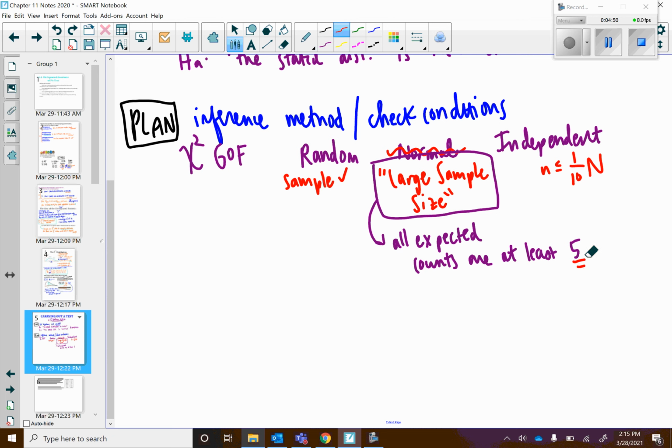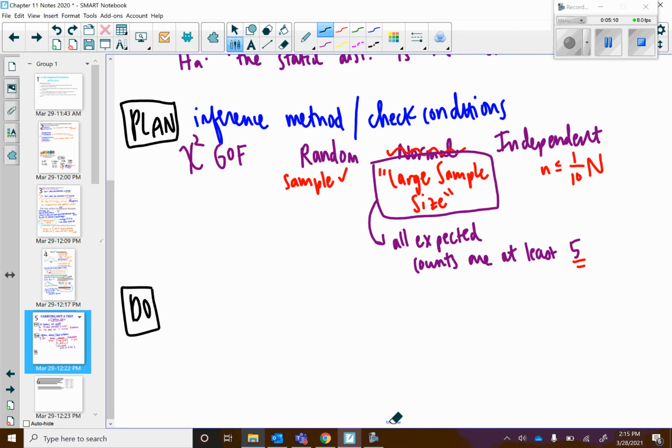So if you have your M&M worksheet, you can go back and look through, see if there's any expected counts that are not 5 or more, and if that's true, then technically we couldn't have done any inference. However, it's very likely most of yours were at least 5. So really the only thing that's changing in our plan is one condition.